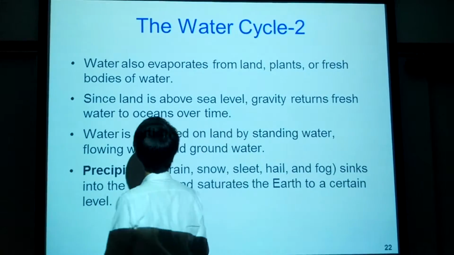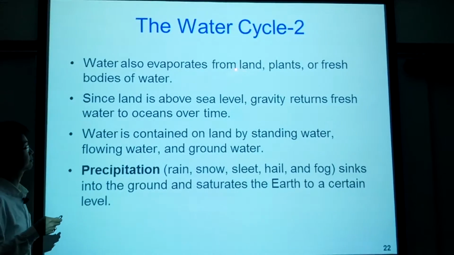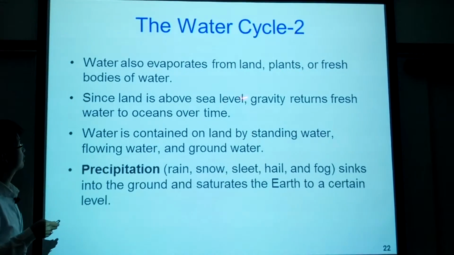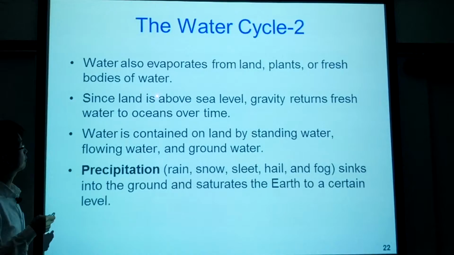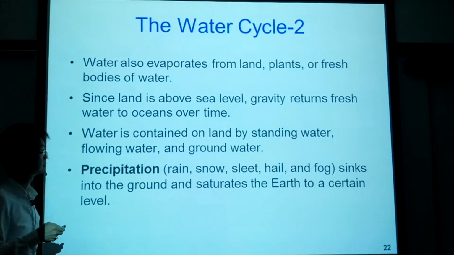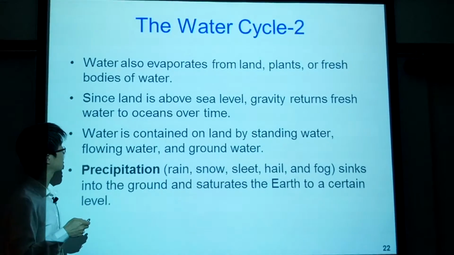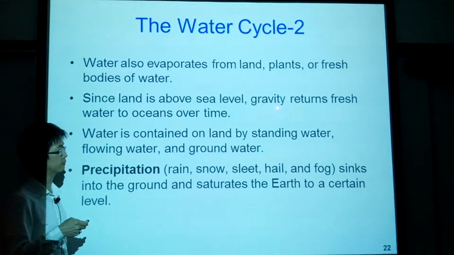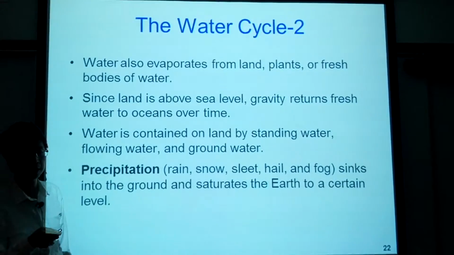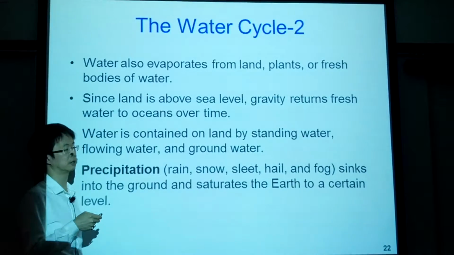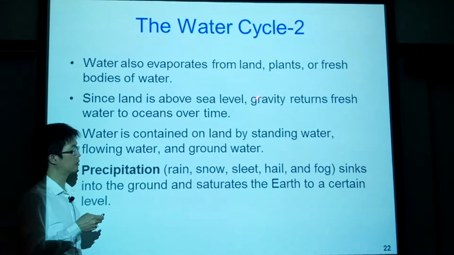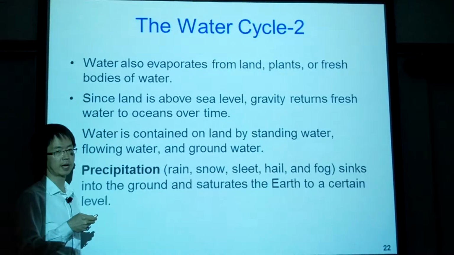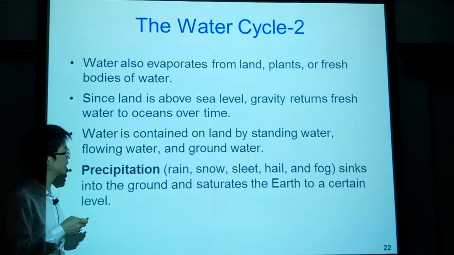As I mentioned before, water can also evaporate from the land, from plants, from living organisms, and from fresh bodies of water. The water on the ground will eventually go back to the ocean because of gravity. Land in general has a higher altitude than the ocean, so gravity will pull the water from the land back to the ocean eventually.